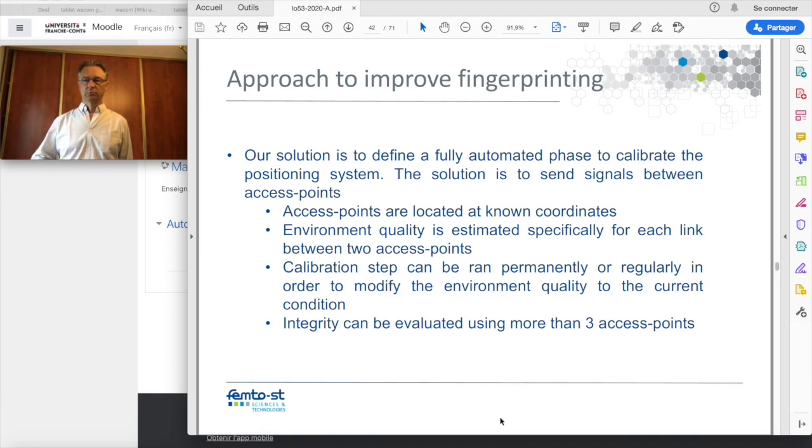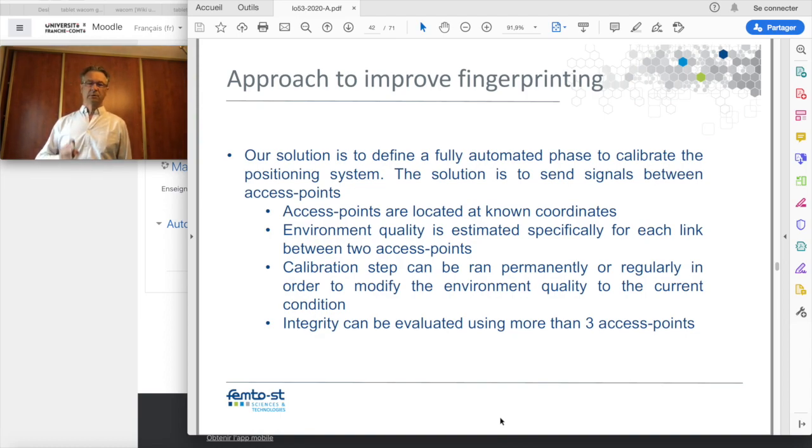So the idea is to qualify the area permanently, not only at one time, but all over the day, every day, in order to improve the system and not have a negative derivative of the accuracy along the time.